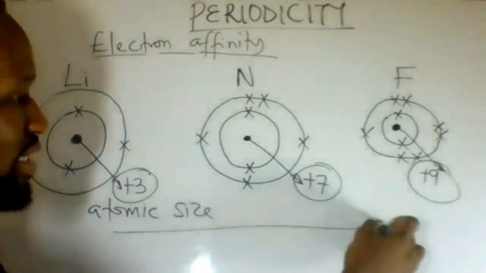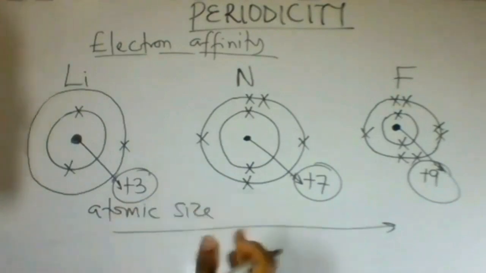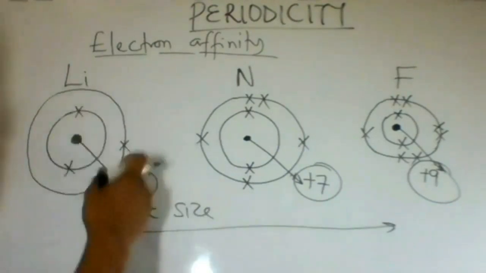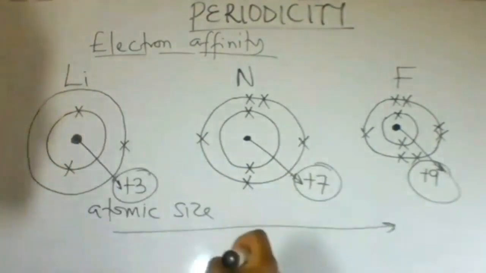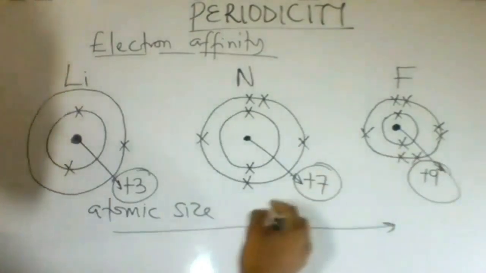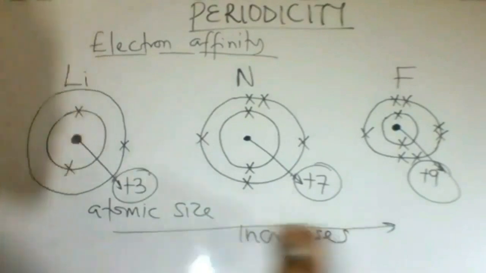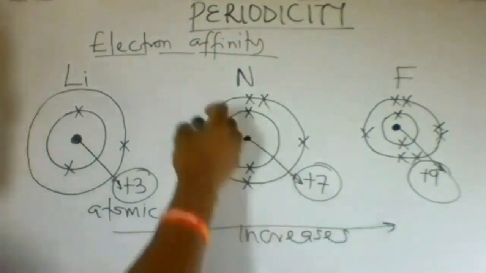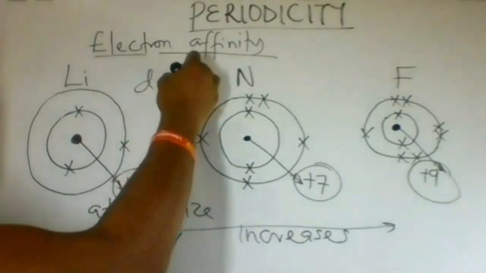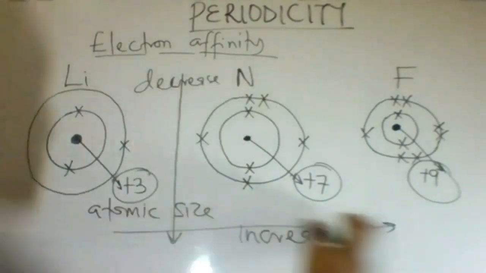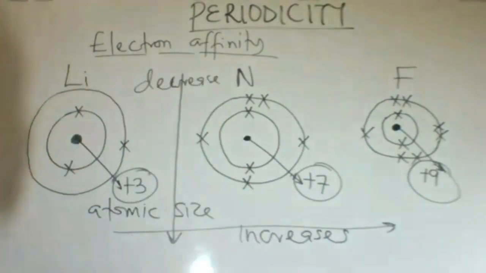Electron affinity is the energy released when an atom is able to accept electrons to form a negative ion. Lithium does not accept electrons. Instead, it releases electrons. It's a metal. Fluorine accepts electrons, and the energy released there is greater. Therefore, electron affinity increases across the period from left to right. If it does this, that means electron affinity will decrease down the group from top to bottom. Electron affinity increases from left to right across the period and decreases down the group.